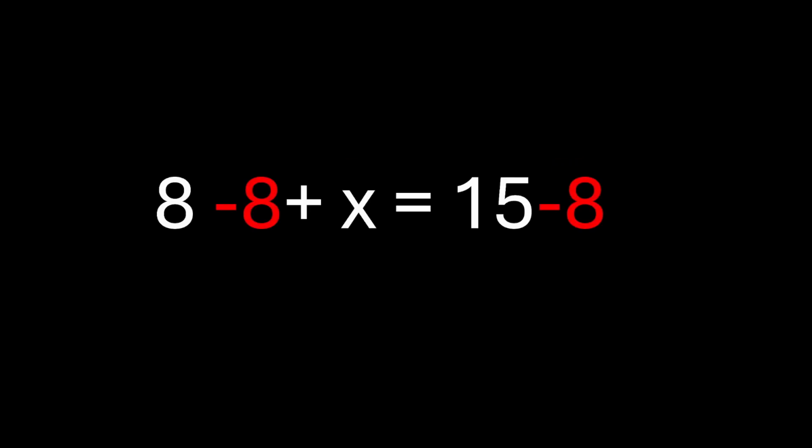So by subtracting 8 on each side, we end up with 8 minus 8 plus x, and 8 minus 8 equals 0, hence we only have x on the left side. And on the right side we have 15 minus 8, and we get x equals 7.